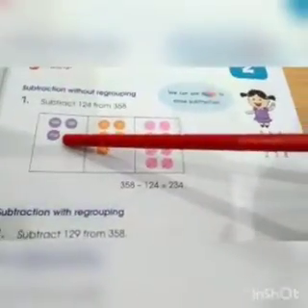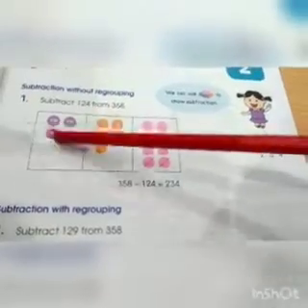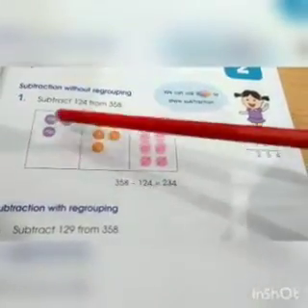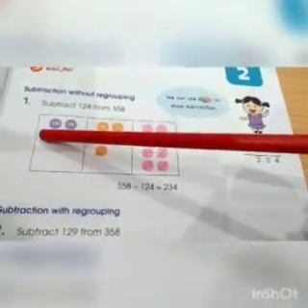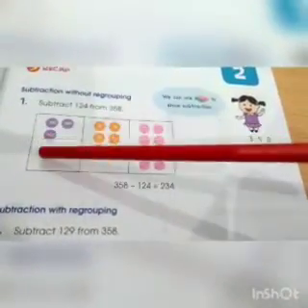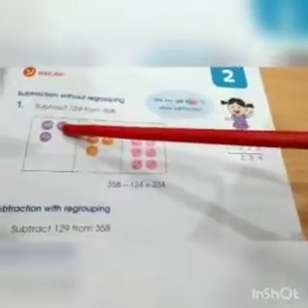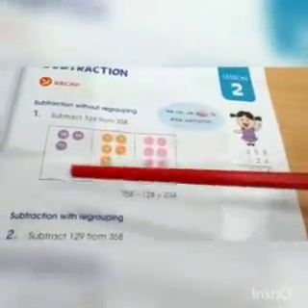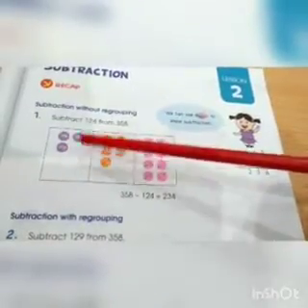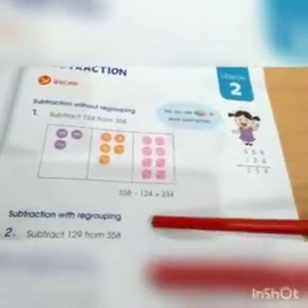And you can see there are 3 sections of hundreds, and you can cut one section from them. How many sections are left? 1 and 2. There are 2 sections left. 2 hundreds equal 200. You have to write 2.